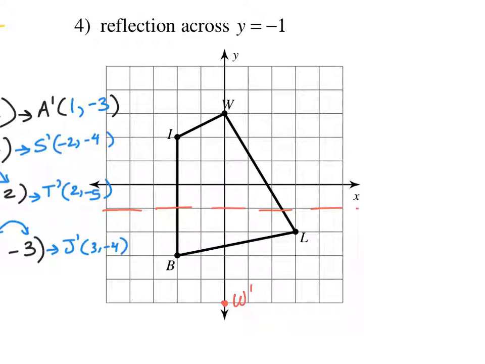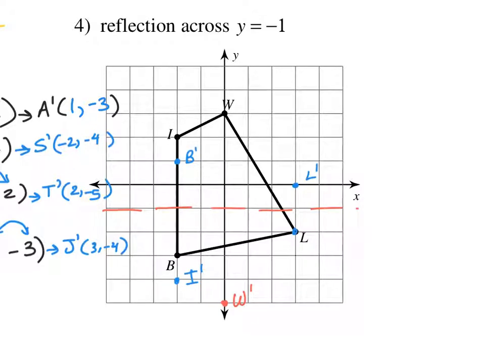Now the L is going to be 1 step away from the line of reflection. So I continue 1 step away. So that's going to be L prime. Now I, 1, 2, 3. So I continue 1, 2, 3. So that's I prime. And B is 2 steps away, so I continue 2 steps away.